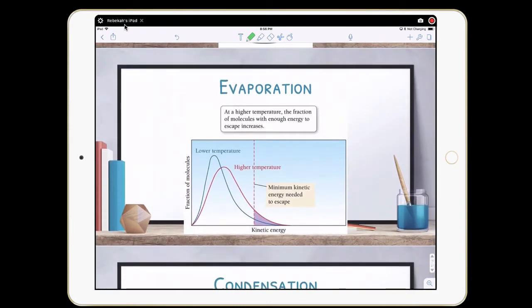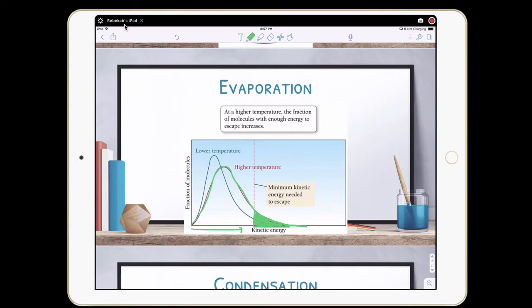So this graph is showing us the kinetic energy and then the fraction of molecules that exist at lower and higher temperatures. So if you increase the kinetic energy, you get this fraction of molecules at a higher temperature, which means you get more that are going to reach that minimum kinetic energy to escape that liquid form.